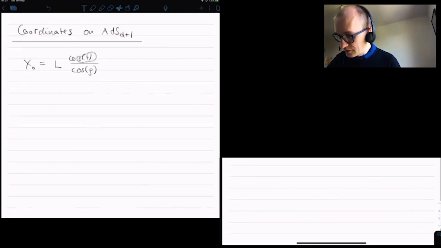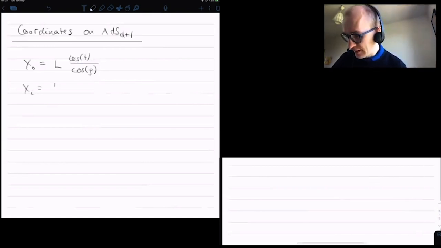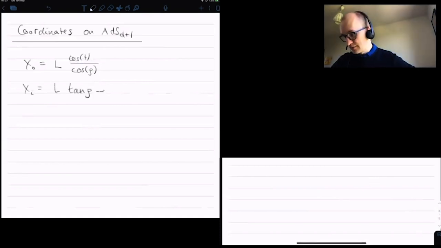So maybe that's why it's not surprising that trigonometric functions feature. But because you have mixed signature, at some point you will also find, well, okay, let me not make too many comments. So xi is equal to L times the tan of this radial direction times, let's say, a selection of angles. I will define a little more what I mean by this. And then x d+1, so finally the second time direction, will be L times sine t over cos rho.